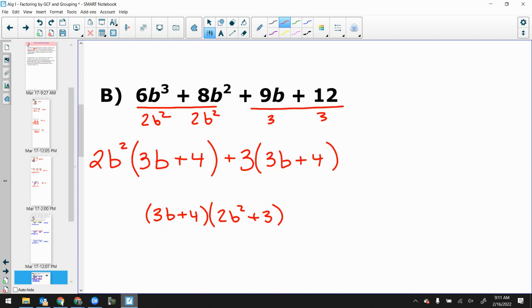I always like to write my common piece as one chunk in the beginning, and then all my leftovers in the second part. Questions about that? Could I check my answer? Yeah, FOIL this all back together. What should you get? My original problem. That's kind of a difficult foiling problem, though. Yeah. But this, I could have given you on yesterday's quiz. First, outer, inner, last, you end up with those 4 terms.